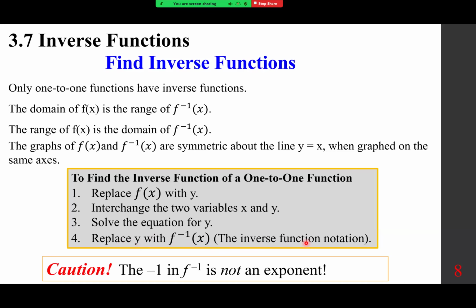However, we normally solve the equation for y and replace the y with f inverse of x, the inverse function notation. Again, this -1 in f to the power of -1 is not an exponent. This is read f inverse. So f inverse of x. That is extremely important to know and pay attention to, everybody. So we don't want to mix them up.